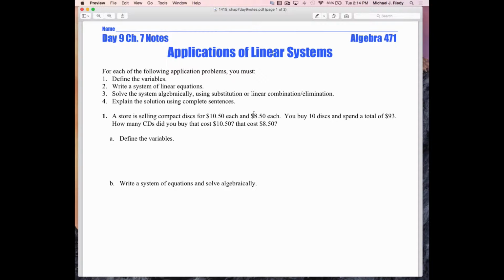Notice there's 4 steps here. Define the variables, write the system of equations, solve the system of equations, explain your answer. The hard part is going to be 2 and 3. Okay. 1 and 4, pretty straightforward. Just pick some variables, go with it. Okay. So number 1, the store is selling compact discs for $10.50.